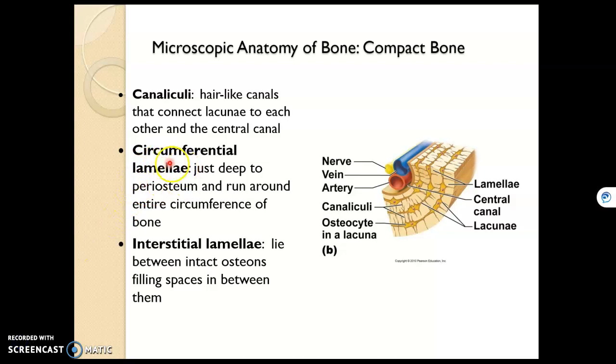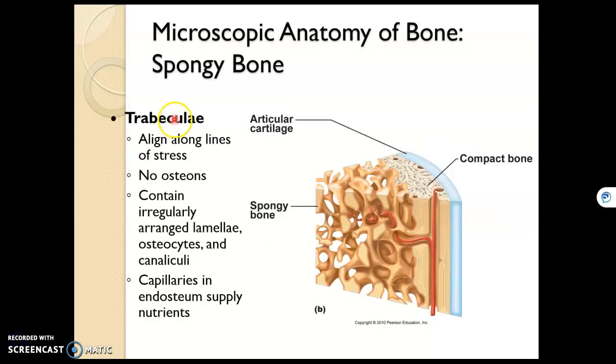Here's the write-up for circumferential lamella that runs around the circumference of compact bone. Here's the write-up for interstitial lamella, which are layers of bone, compact bone, in between osteons. And here's the write-up for what I mentioned earlier, canaliculi. These are tiny little canals connecting one lamella to another lamella so the osteons can be in contact with each other. I've used this term a couple of times, but here is the description of it.